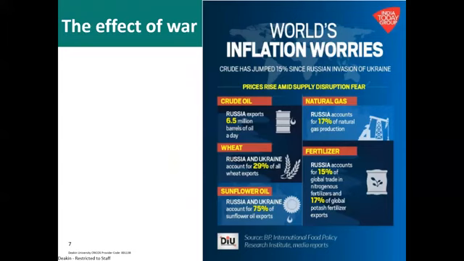Now, here's an example to show how one thing happening in the world can have an impact in other parts of the world. And of course, that's the effect of war. And so one impact of the war between Russia and Ukraine has been the price of crude oil jumping 15%. And of course, that will affect everybody in every country.